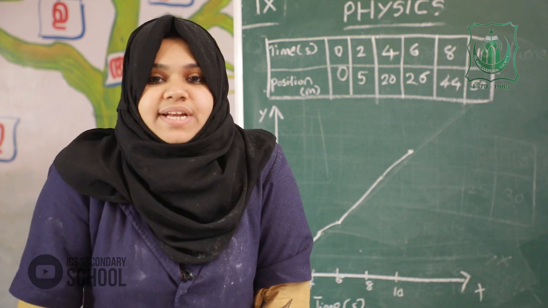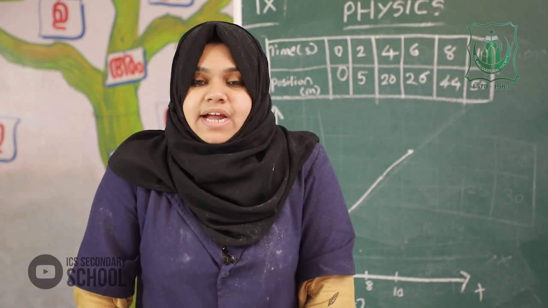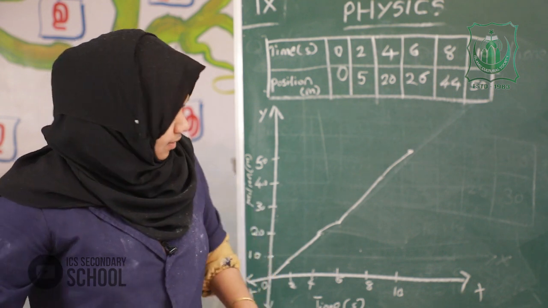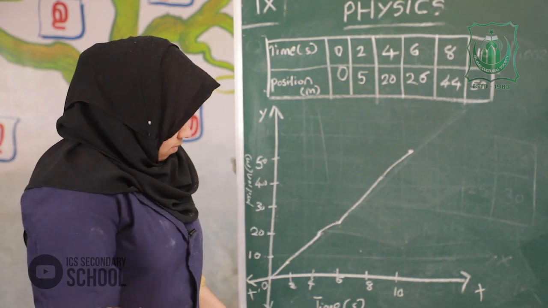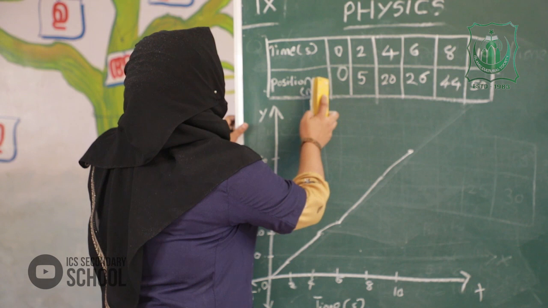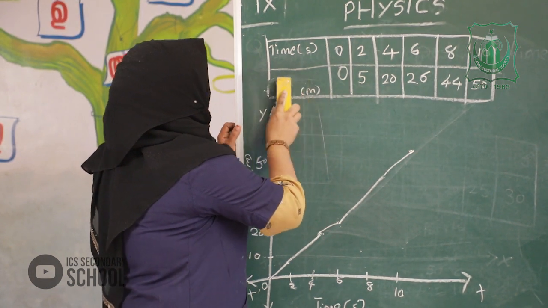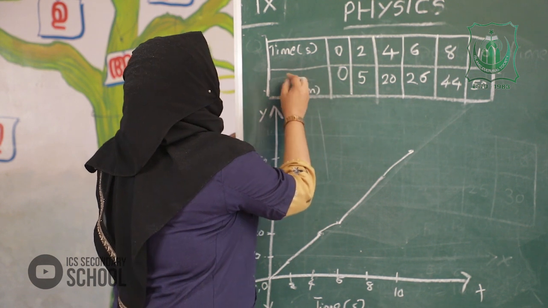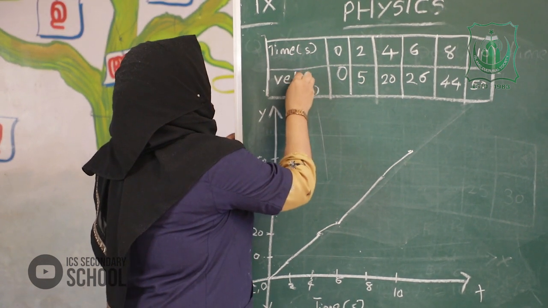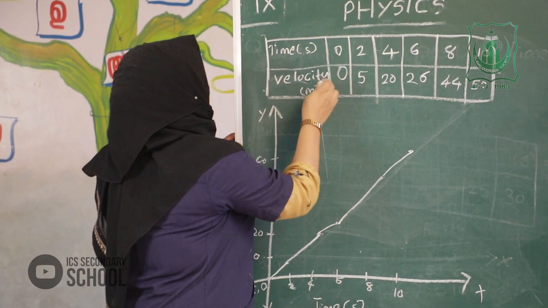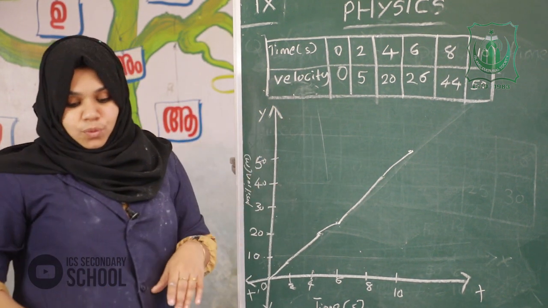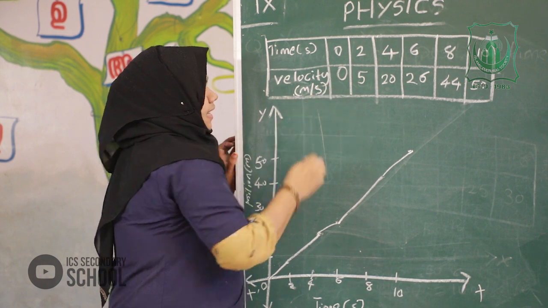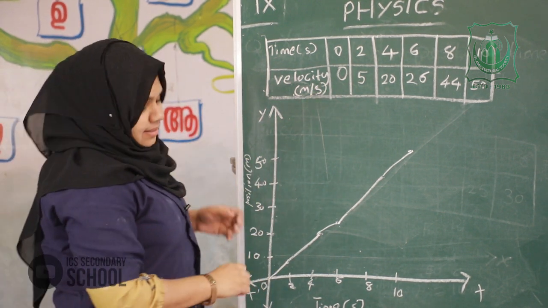Next we are going to study the velocity-time graph. Here we mark time in seconds on the x-axis, and on the y-axis we mark velocity, that is meter per second.